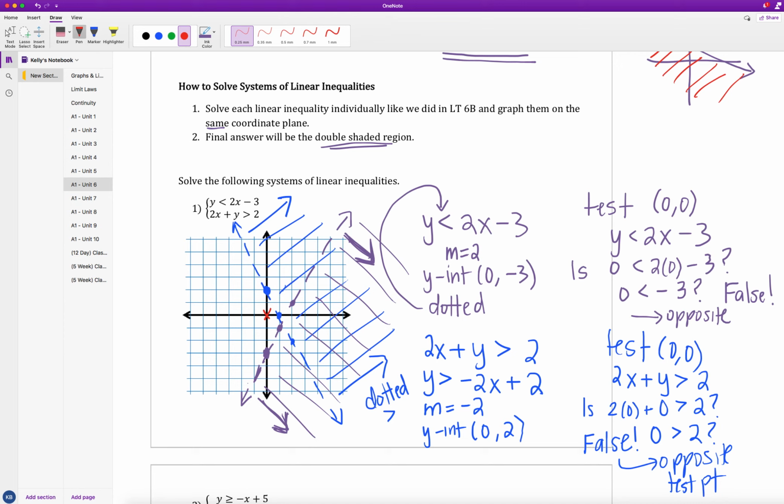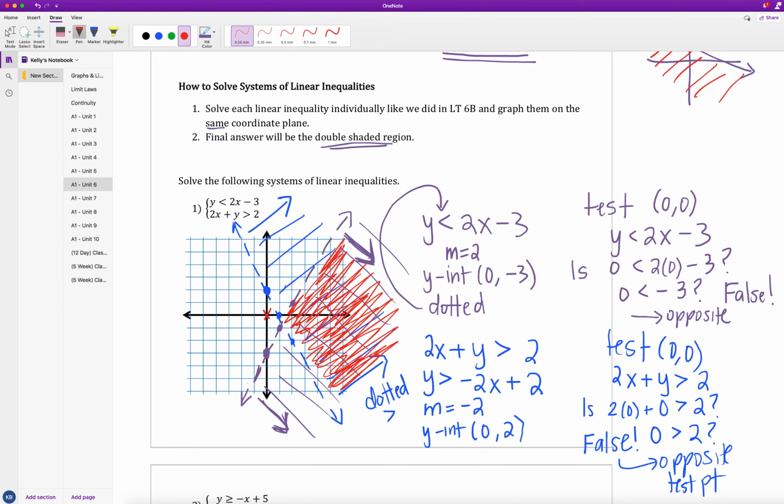So our final answer here, I'm going to actually shade it in red, is going to be this whole section right here that is to the right of the purple line, but still above the blue line, since that's where the overlapping is occurring. And just like in our last section, our graph with the shading and the slopes and the y-intercepts with the solid and the dotted lines is actually our final answer. And there is our first example.